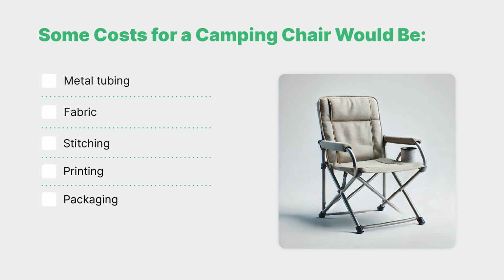Let's say you're producing a camping chair. Your BOM would list out every material and component that goes into that chair. The metal tubing, the thickness of the metal tubing, the fabric, the stitching, the printing, the packaging, and so on. Then you gather quotes from multiple suppliers for each of those components. Having this granular breakdown allows you to compare costs line by line and identify areas where you might be overpaying.